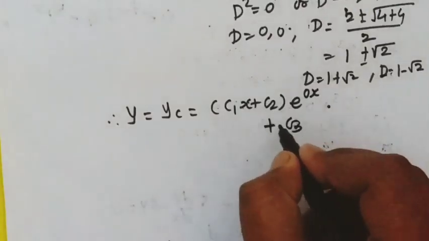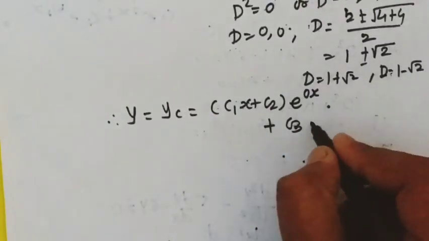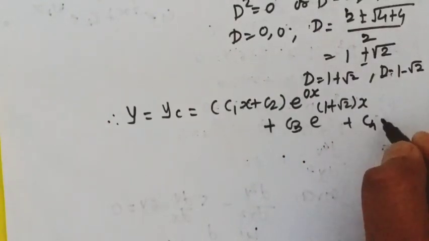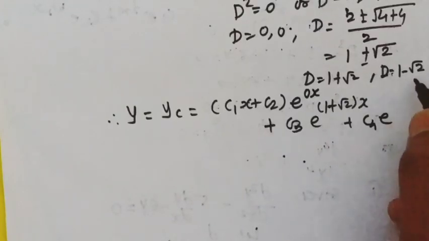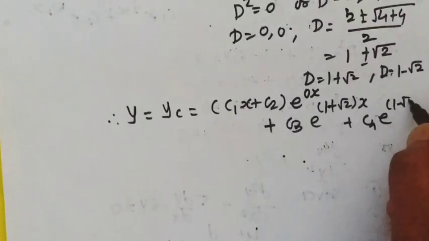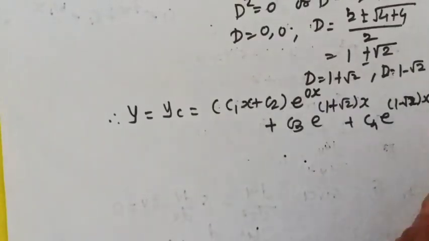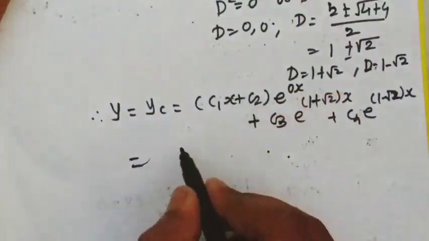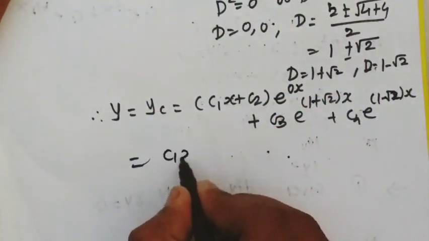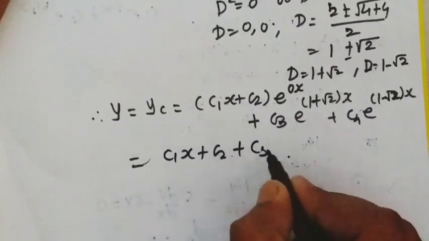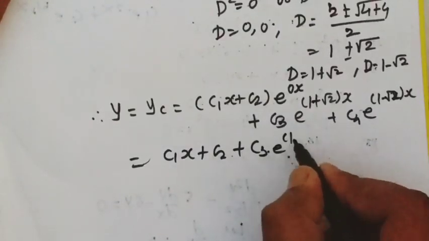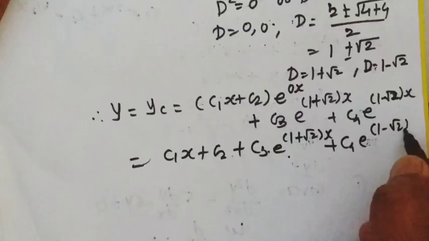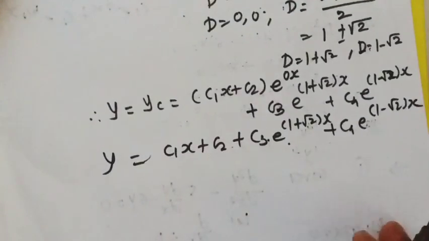Next constant is c3, and this is for one root, e to the power (1 plus root 2)x, and the fourth root is 1 minus root 2, so c4 e to the power (1 minus root 2)x. So this will be the general solution. You can further rewrite it, since e raised to 0 is 1, as (c1x plus c2) plus c3 e to the power (1 plus root 2)x plus c4 e to the power (1 minus root 2)x. So this is the general solution, or CF you can say.